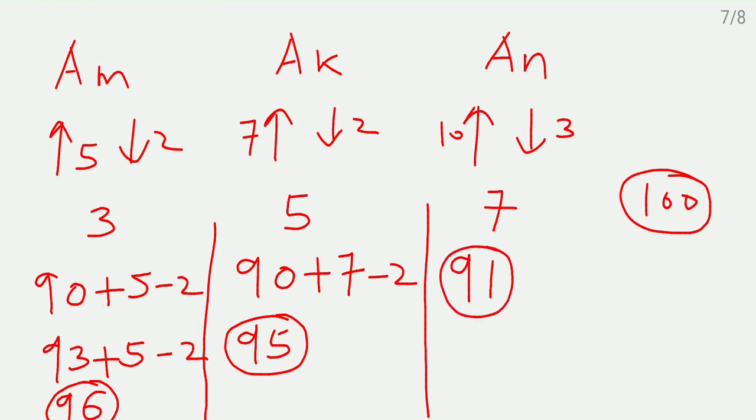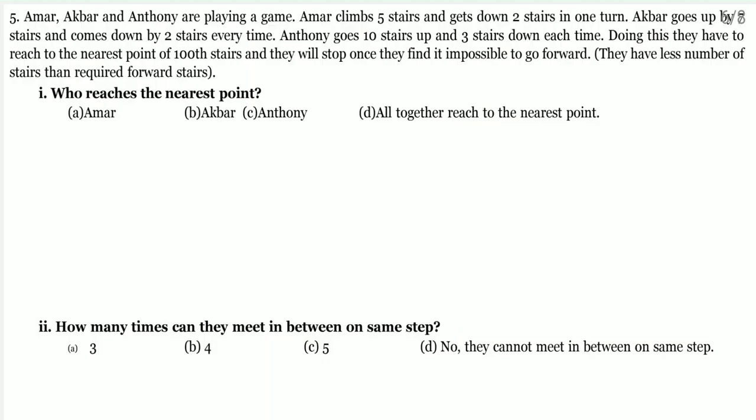Now you tell, out of these 3, who is near to 100? Amar is near to 100. Correct? So our answer is supposed to be Amar, who reaches the nearest point. So Amar will reach the nearest point. They are not saying exactly on 100. They are saying near to 100. Okay? So here Amar will reach.